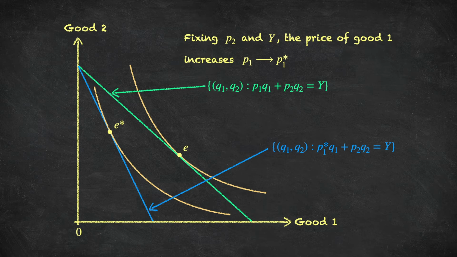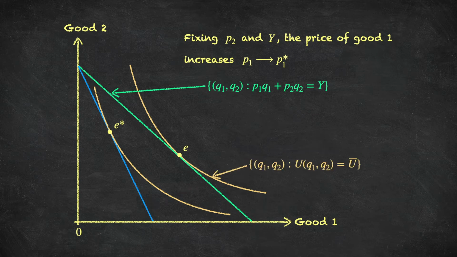Now we know the equations for these green and blue budget lines. The green budget line I've denoted here as the set of all of the different Q1 and Q2 combinations, so all the different bundles that satisfy the condition that their expenditure is precisely equal to income Y at the original price levels P1, P2. The blue line captures the set of all bundles Q1 and Q2 with the property that the consumer is spending all of their income, but this is using the new price levels P1 star and P2.